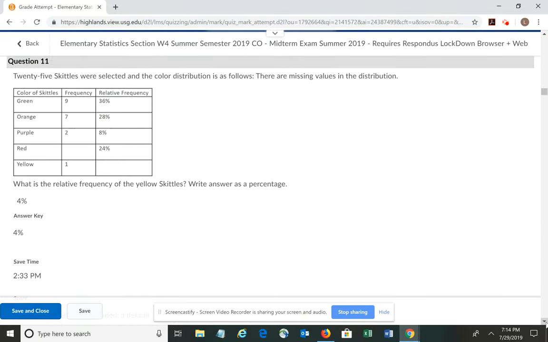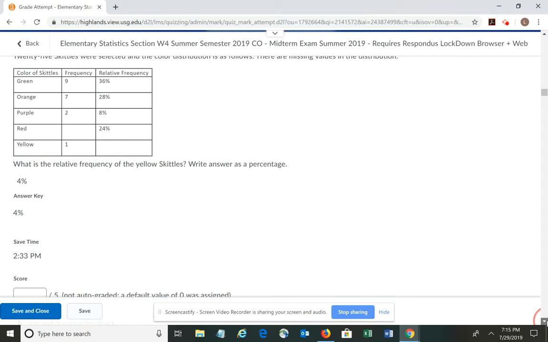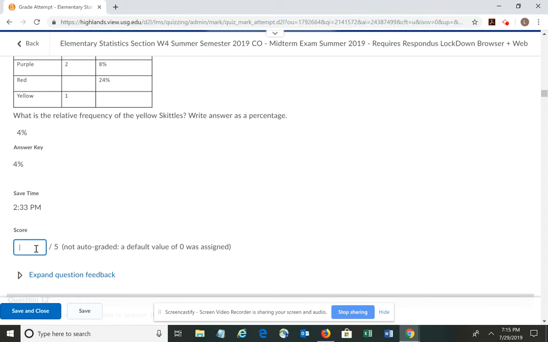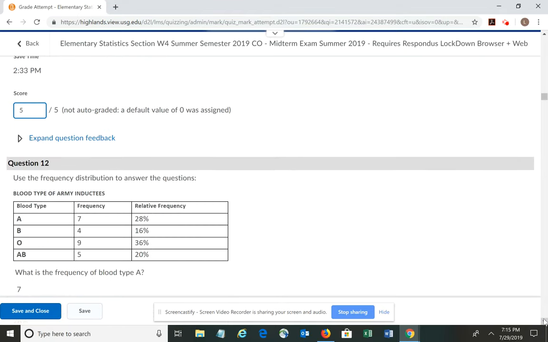And then we get to question 11. Then I got to start paying attention. The relative frequency for yellow Skittles. My relative frequency should total to 100. So if I add up the ones that I have, I get 96. So there's 4% missing. So that would be the value for yellow Skittles. It's correct. So I award credit by putting a 5 in the score box.